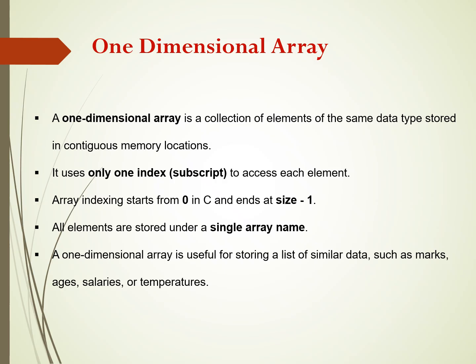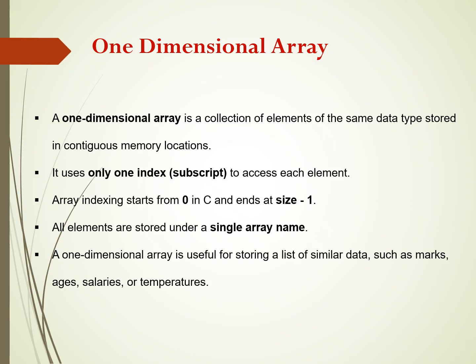To access each element, we have to use a square bracket. Every element has a unique index number. In C programming, array indexing always starts from 0, not from 1. If an array contains 5 elements, the index values are 0, 1, 2, 3, and 4. In general, the last index is always size minus 1.